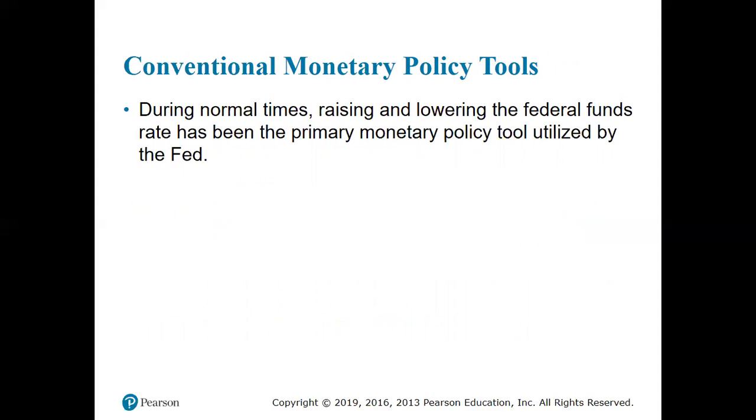Now, during normal times, raising and lowering the Fed funds rate is the primary monetary tool utilized by the Fed. If they want to slow down the economy, then they'll raise interest rates. That'll help usually keep inflation under control. If they want to spur the economy on, create more jobs, and get the economy moving in a positive direction, then they'll lower the Fed funds rate, which helps to lower the general level of interest rates and create more economic activity.